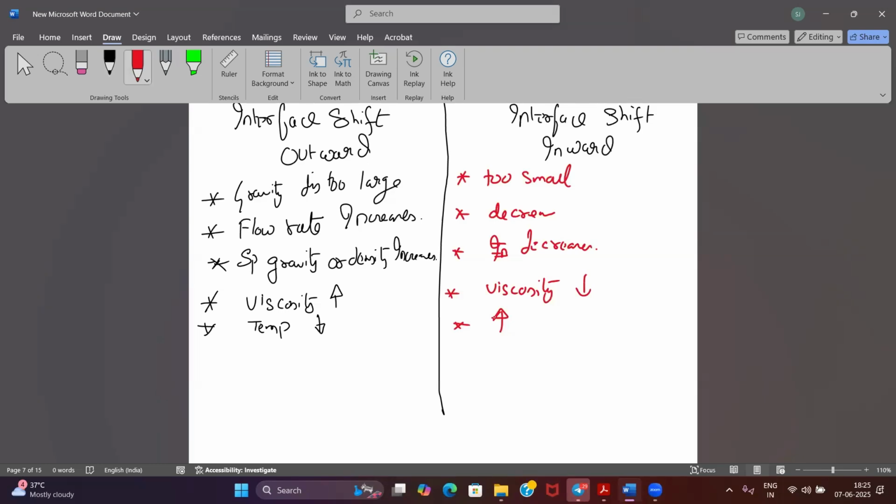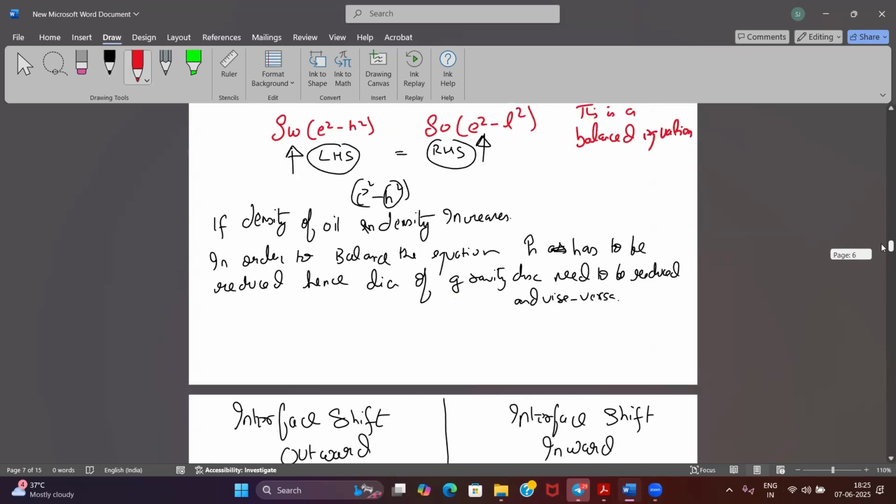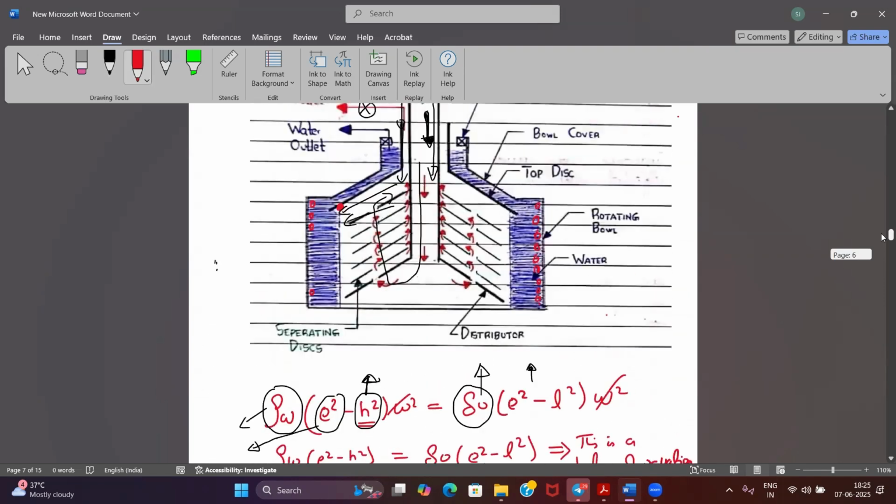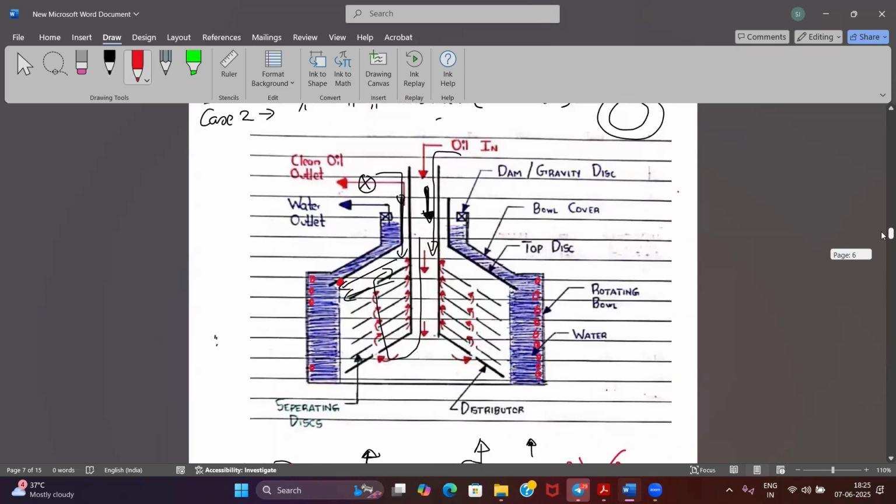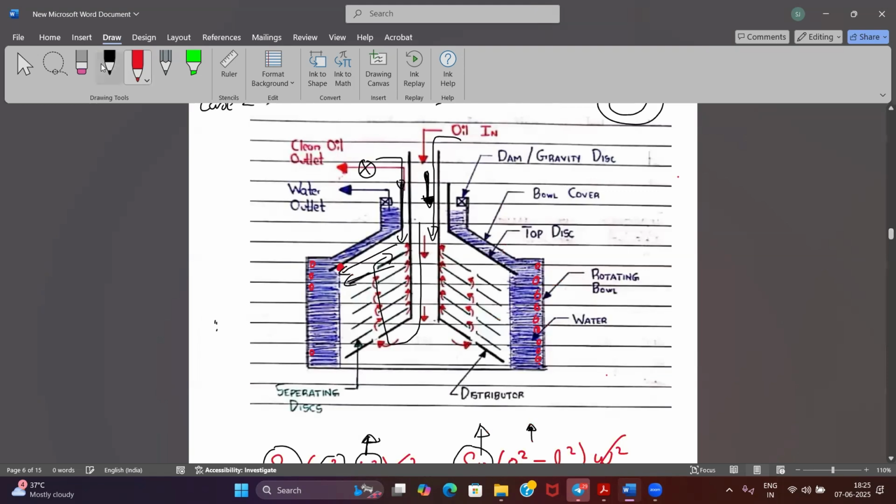We don't go above that, okay? 98 also you can go. It has gone above 100 also. Nothing much happens, but normally it should be maintained around 95 to 98 for HFO, and for your lube oil purifiers you are maintaining around 90 to 95, right?